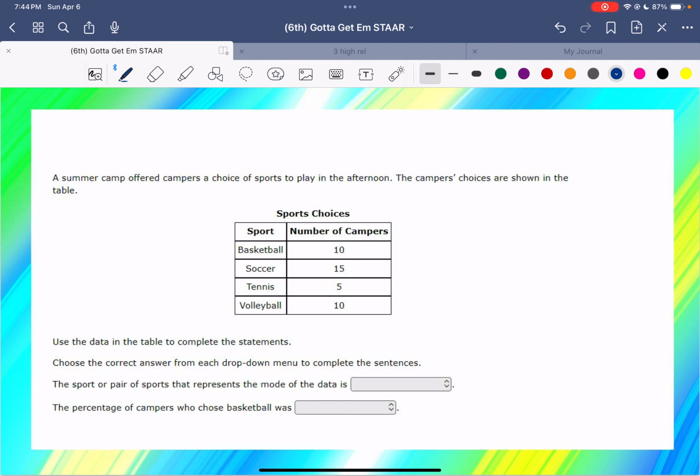It's saying the percentage of campers, remember percent is out of 100, who chose basketball. So we only need to know the percentage for that. All right, but the first part of the question says the sport or pair of sports that represents the mode of the data is, well, mode is the one that's the most seen, the most often that shows up, which would be soccer.